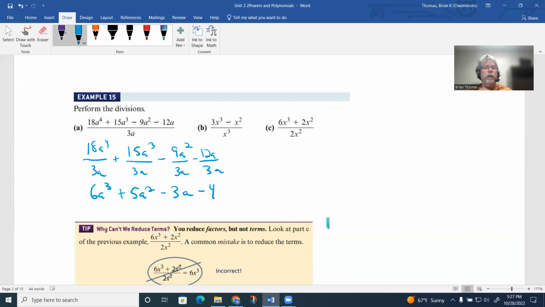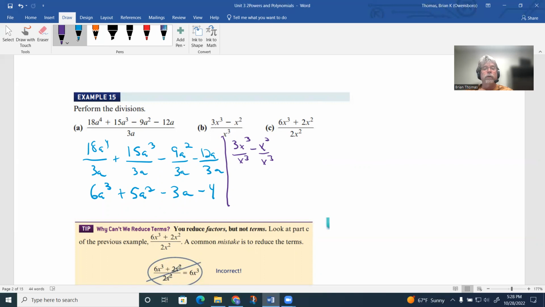So if I look at part B, notice how, again, I can separate this as 3 separate fractions. So I can write this as 3x cubed over x cubed minus x squared over x to the 3rd. A minute ago, we didn't want to separate, but here, when we separated, it actually made a problem without fractions. So it actually was advantageous for us to do it.